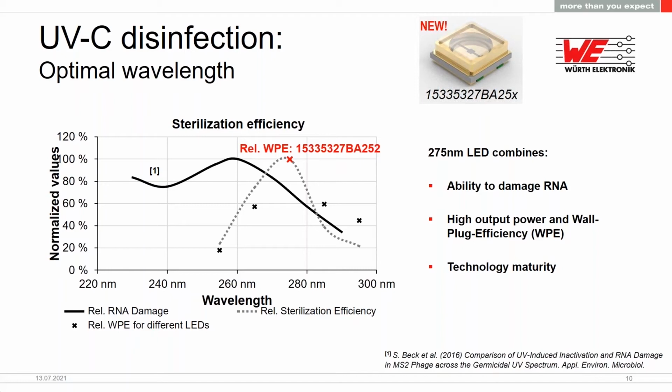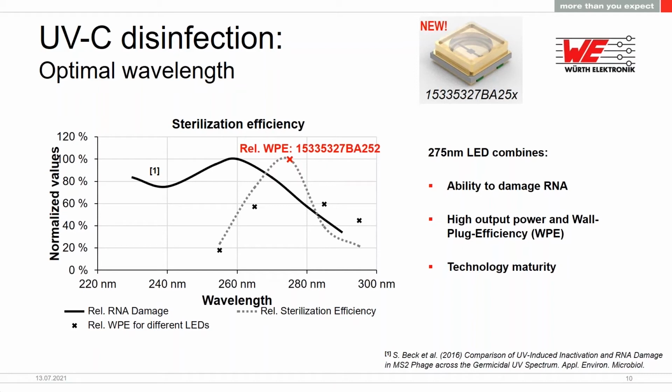So actually, to be able to disinfect something, we need to consider now both the RNA damage and this wall plug efficiency. And this is how we get to this combined sterilization efficiency, which is the dashed line in gray. So this is basically just the product of the RNA damage and the wall plug efficiency for different LEDs. And what you can see there, that this combined sterilization efficiency is actually a maximum around 275 nanometers. So actually the 275 nanometer LED is currently the best technology for disinfection.